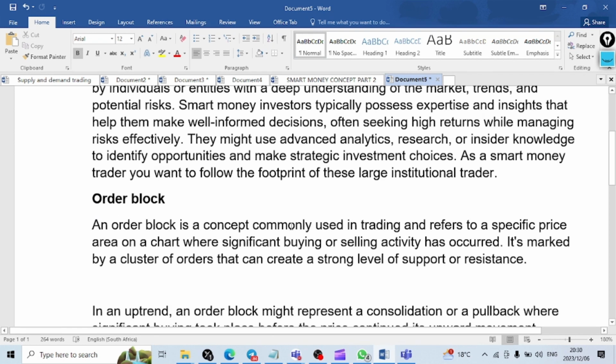An order block is a concept commonly used in trading and refers to a specific price area on the chart where significant buying or selling activities have occurred. As a smart money trader, you can use order blocks to identify where smart money traders have entered. How do you see this? You observe on your chart where we have significant buying or selling activities. That's why this theory of order blocks is more effective and relevant: they identify where on the chart significant buying or selling activities have occurred.